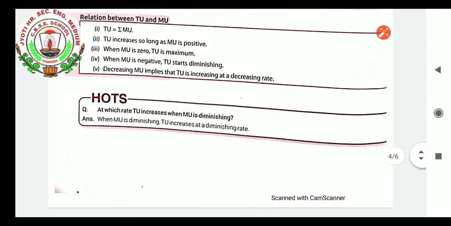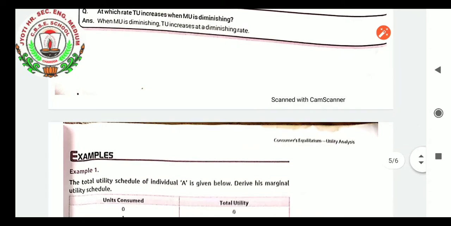Now, at which rate does TU increase when MU is diminishing? When MU is diminishing, TU increases at a diminishing rate. Definitely it is increasing, yes, but at a diminishing rate. It keeps increasing: 20, after that 18, after 18 then 16, after 16 then 14. So in which rate is it repeating? It is declining but increasing.